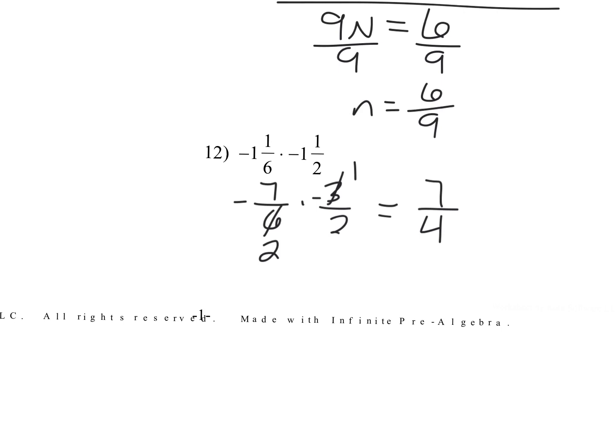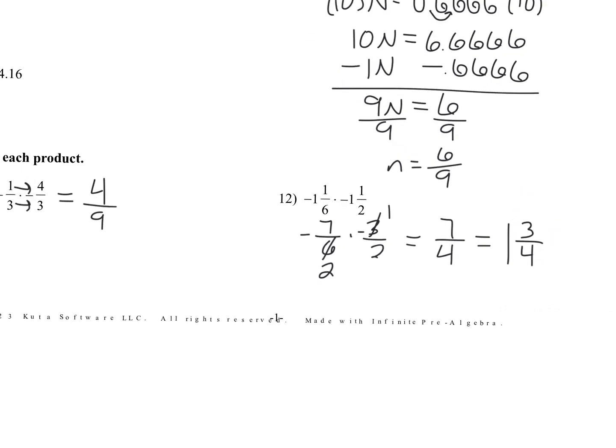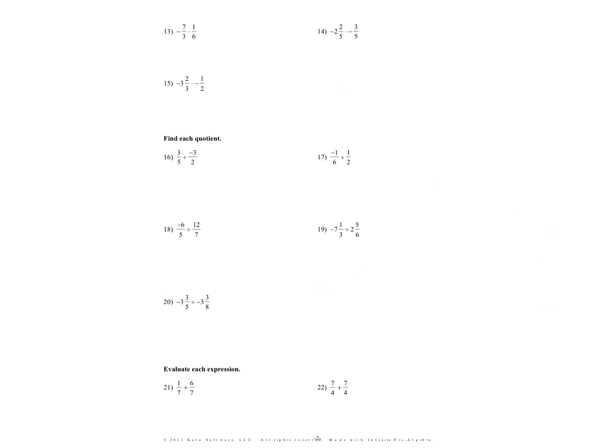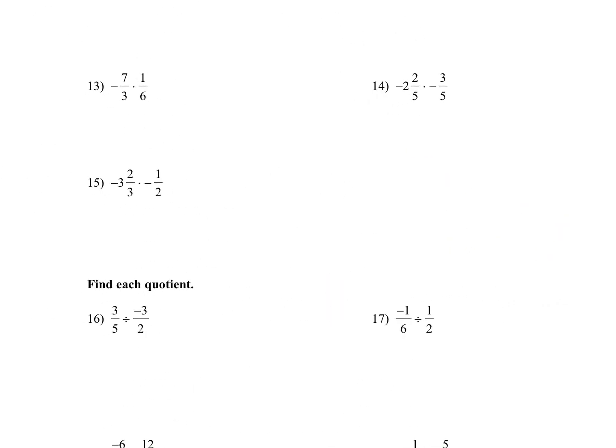How many times does 4 go into 7? 4 goes into 7 one time. How many are left over? 3 over 4. Okay? So, biggest thing with these, make sure you change them to improper fractions first. Don't just multiply the whole numbers, multiply the fractions. Any questions over those? We're good with those 3 sections?